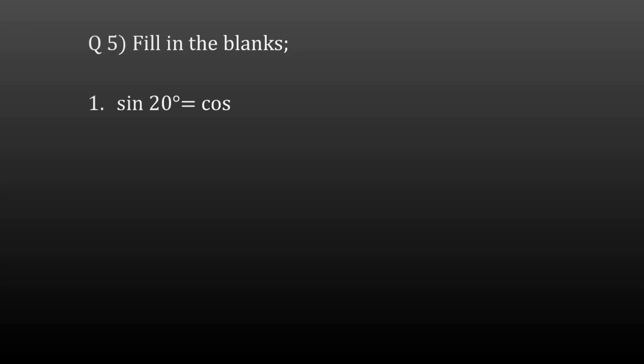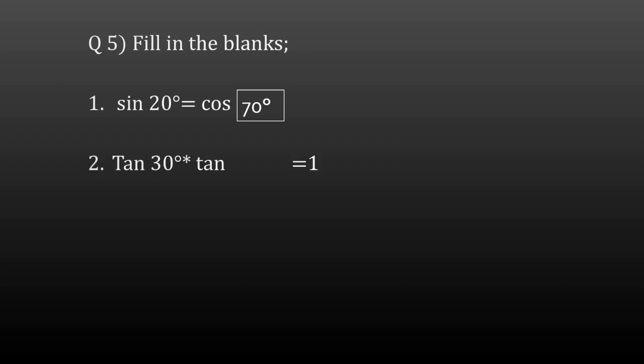Question number 5. Fill in the blanks. The last question of this problem set. First question is sin 20 degree is equal to cos dash. Here we are going to use the relation between the trigonometric ratios, that is sin theta is equal to cos 90 minus theta. In the place of theta, if I substitute 20 degree, then sin 20 degree is equal to cos 90 minus 20 degree. What is 90 minus 20? It is 70. So sin 20 degree is equal to cos 70 degree.